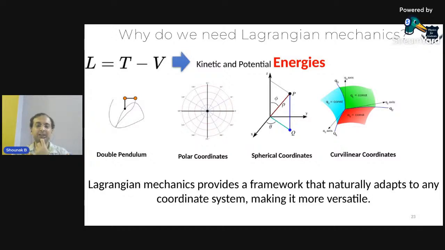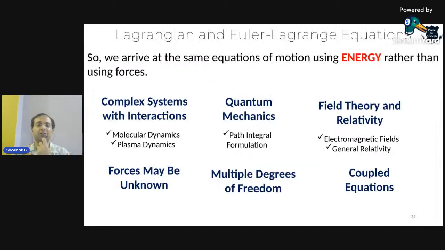In some systems, motion is described by generalized coordinates, typically angles, for example polar coordinates. Lagrangian mechanics provides a framework that naturally adapts to any coordinate system. Also, you will see molecular dynamics, plasma dynamics, quantum mechanics, field theory of relativity, curvilinear coordinates. All these things make things much more complex, with multiple degrees of freedom and forces which are not known. Lagrangian mechanics makes these much easier.